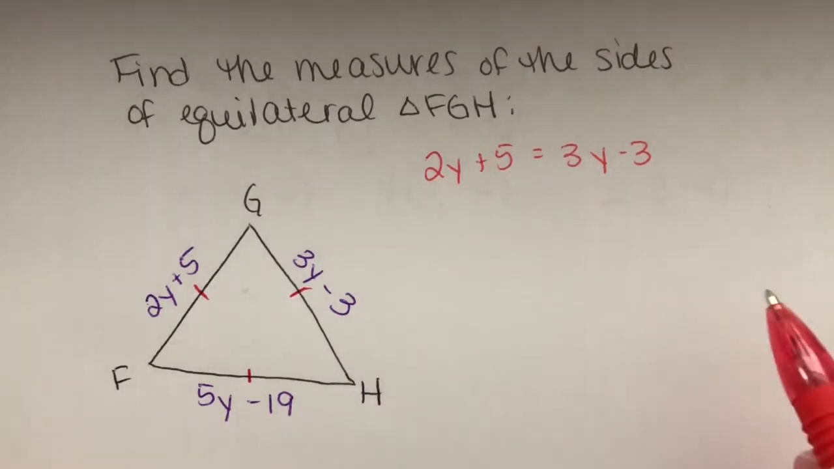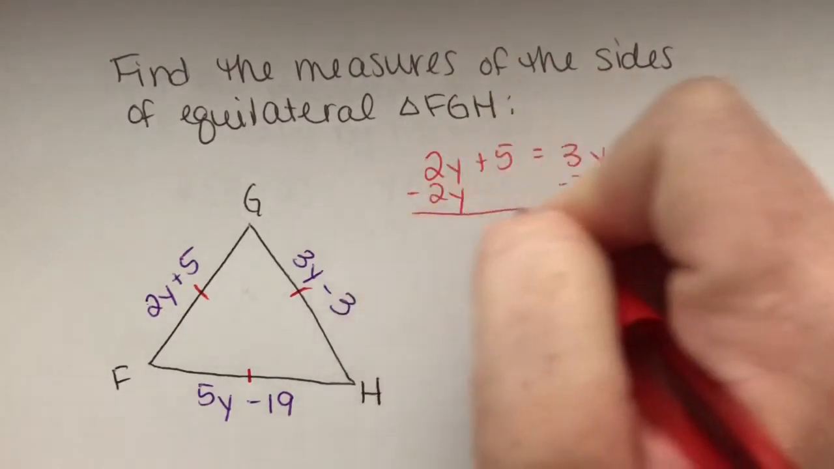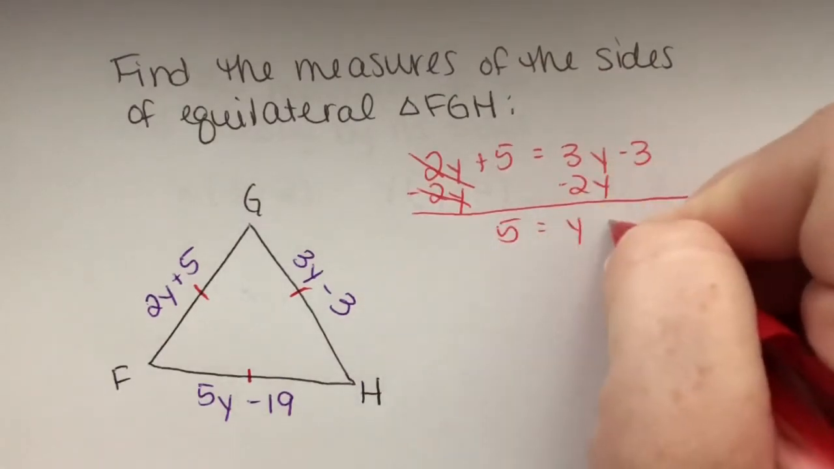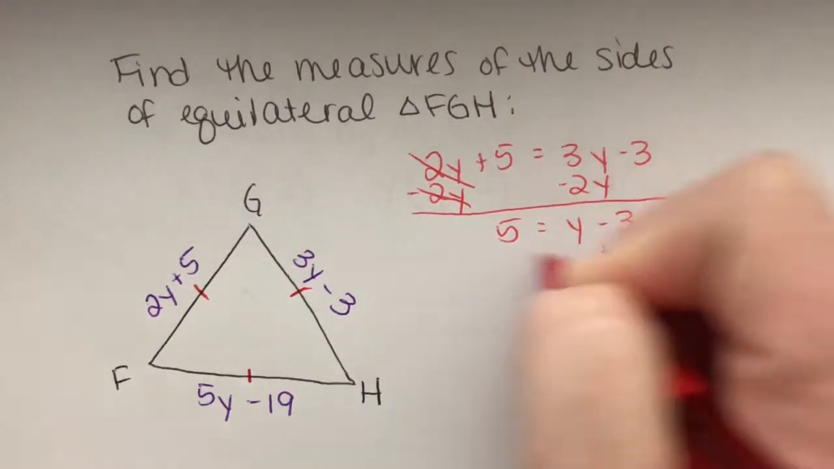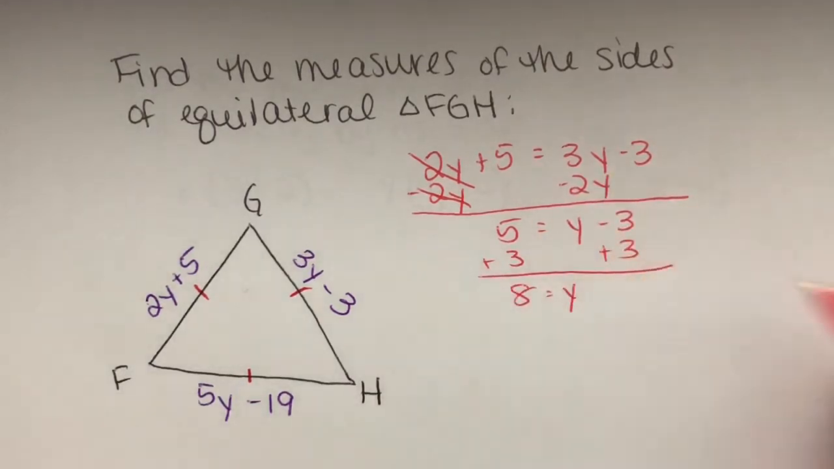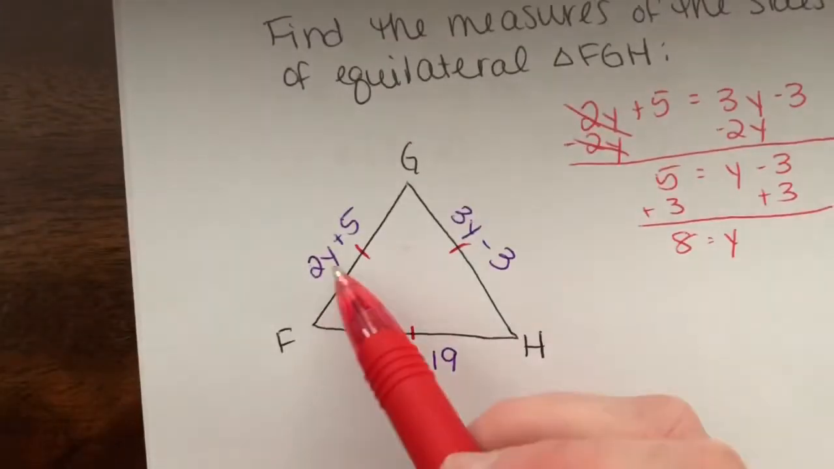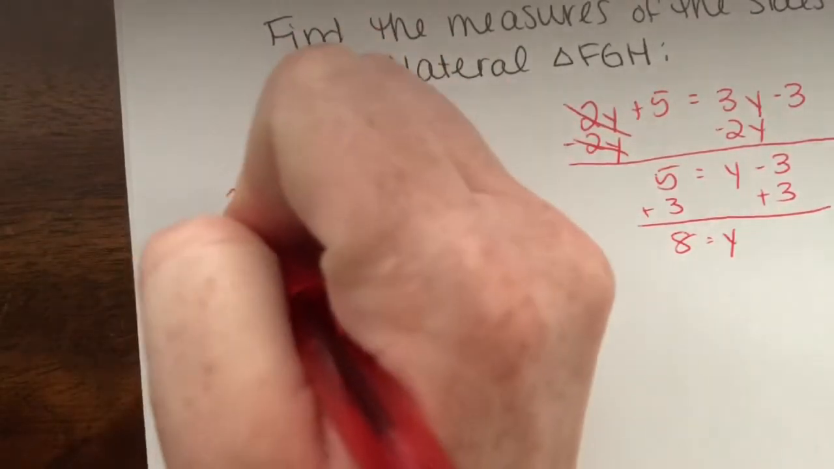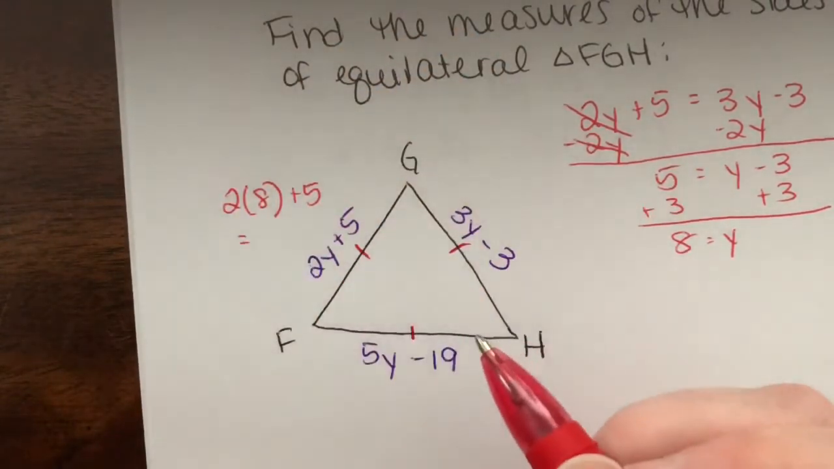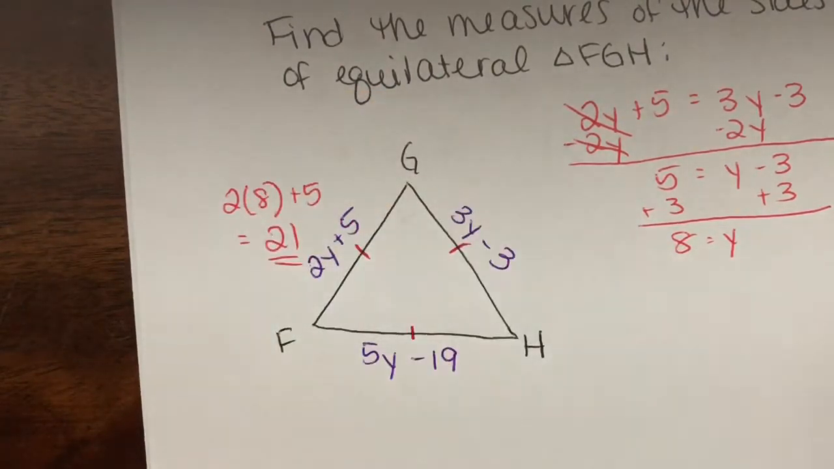Okay, so then to solve for y, I need to get rid of my smallest variable. Whatever I do on one side of the equal sign, I got to do to the other. 5 equals y minus 3, then I add 3. So y is going to equal 8. Once I know what y is, I can plug it into each of these, right? So here I have 2y plus 5, 2 times 8 plus 5. 2 times 8 is 16, and 16 plus 5 is 21.